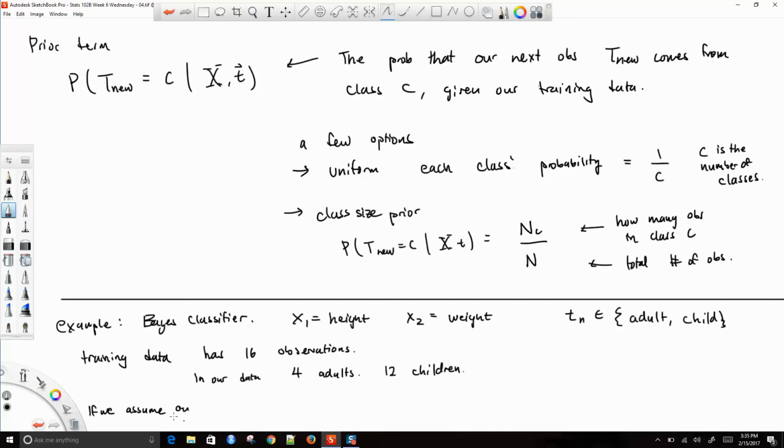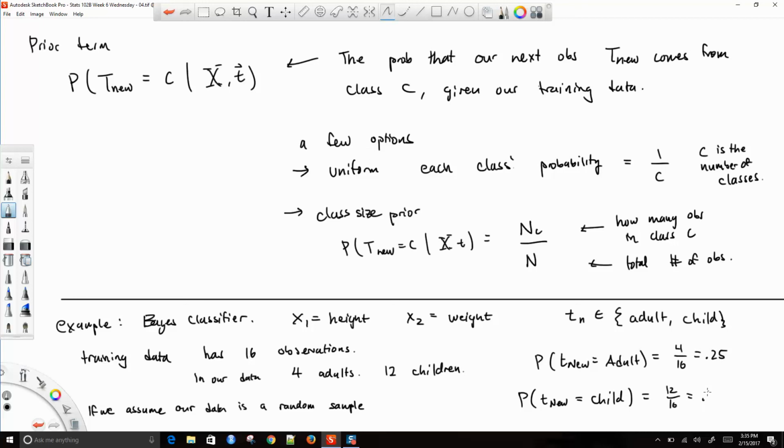So, if we're assuming our data is a random sample from the population, it makes sense to say that for future observations, the probability that we're going to get an adult, T new, will be adult, would be 4 out of 16 or 0.25, and the probability that the next observation will be child is going to be 12 out of 16 or 0.75.